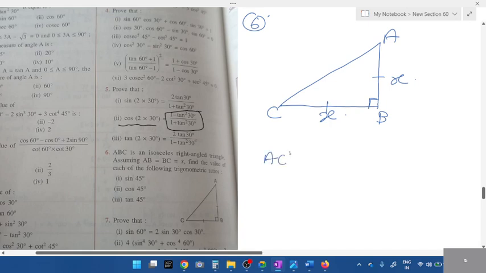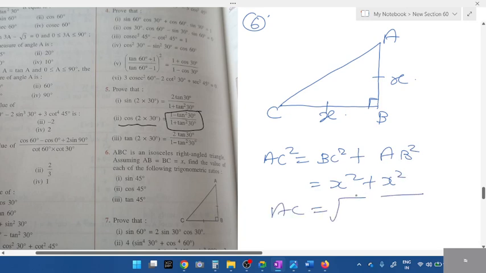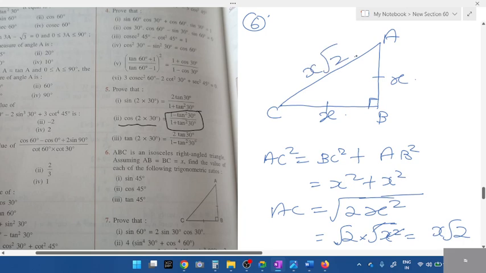Pythagoras theorem. AC square is equal to what? BC square plus AB square. x square plus x square. So what is AC, students? AC is equal to square root of x square plus x square, which is 2x square. Root 2 remains as it is. You can take out x, x square to the whole square, so your root gets cancelled. Therefore, the answer is x root 2. What is the value of AC? We got AC is equal to x root 2. Is this calculation clear? Did you understand?